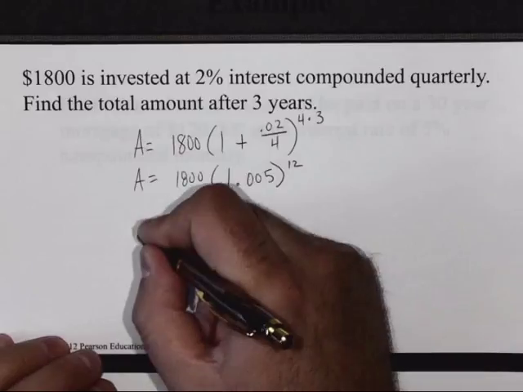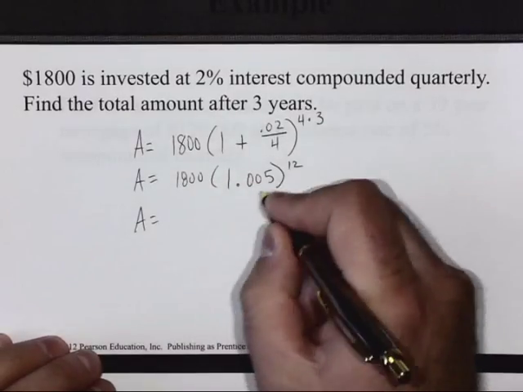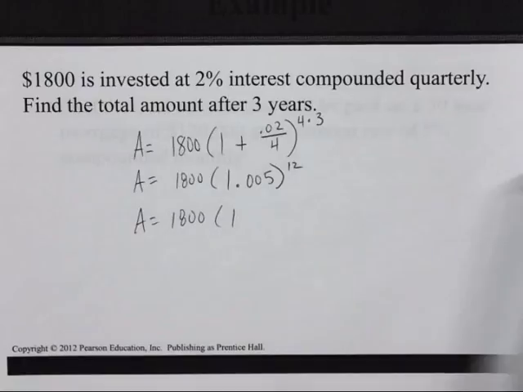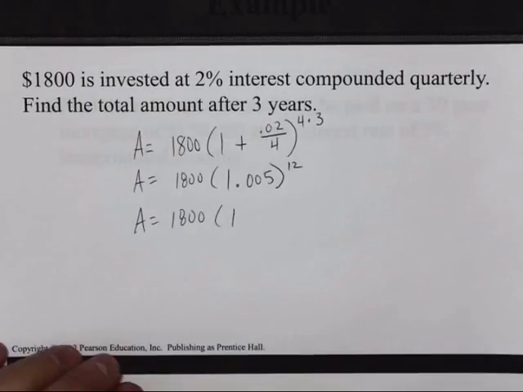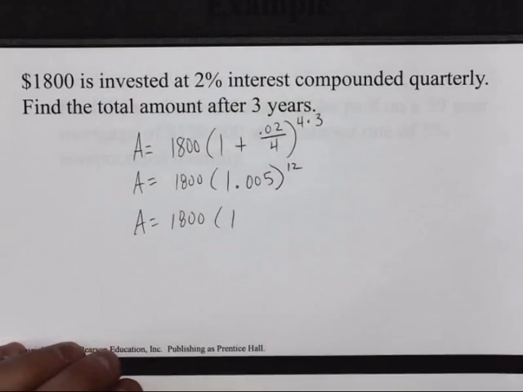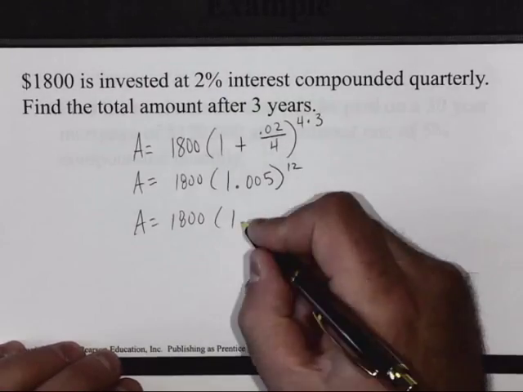Then next you want to complete this exponent part. So you want to do 1.005 to the 12th power. So that's an exponent, so that's not multiplication. So you want to use the caret button on your calculator.